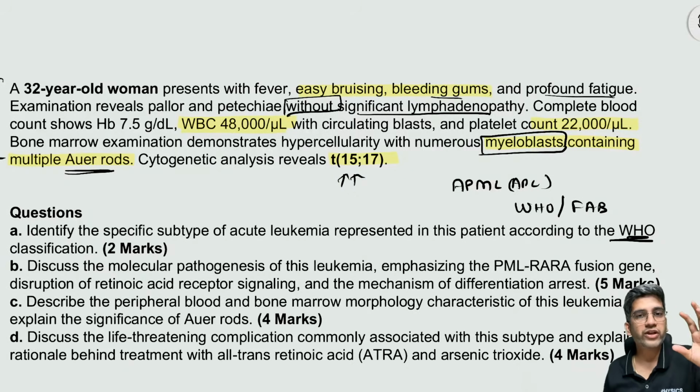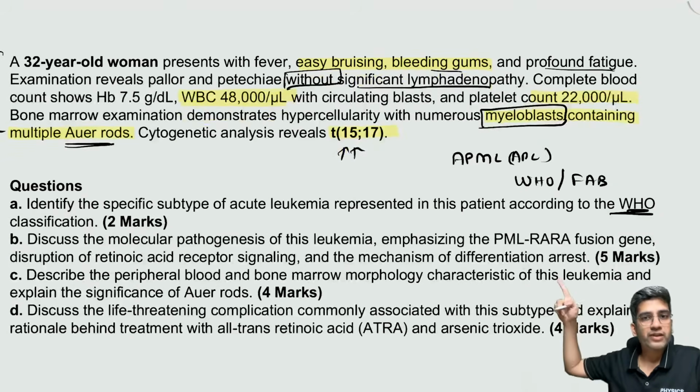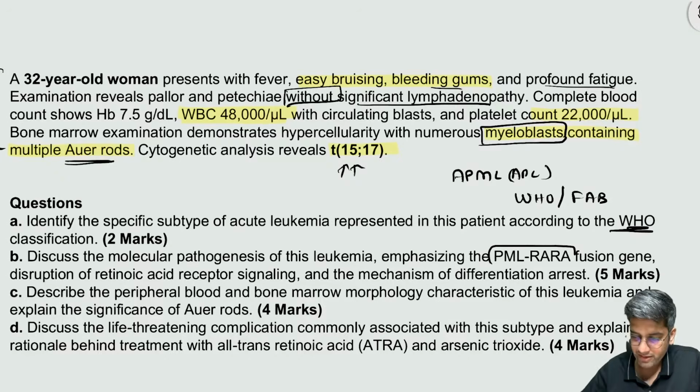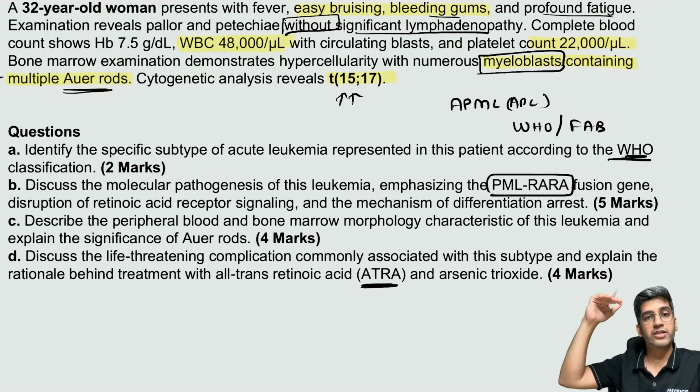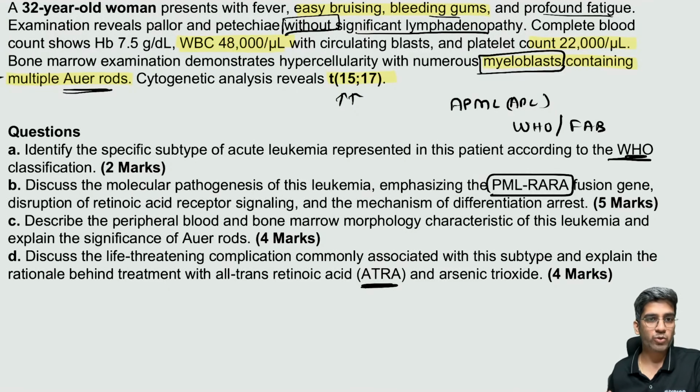In quite a few cases, please use retrospective analysis. The questions will have the answer, PML-RARA, right? The questions might have clues. This is the only AML where we use ATRA as a treatment, right? You please do retrospective analysis or use the keywords and come to a diagnosis, right?